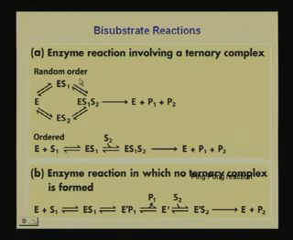You can either have a formation of a ternary complex where you have E, S1, S2 formed in a random order, or a sequential order where you have the products formed. Or you could have a ping pong reaction where an enzyme and a substrate form an enzyme substrate complex ES1 that releases P1 before it binds S2. Then it releases P2 and the enzyme gets back to its original form, where it can now bind another S1 and the reaction can go on.